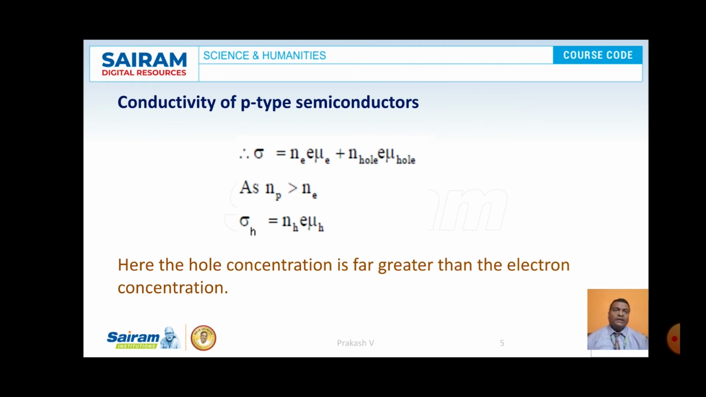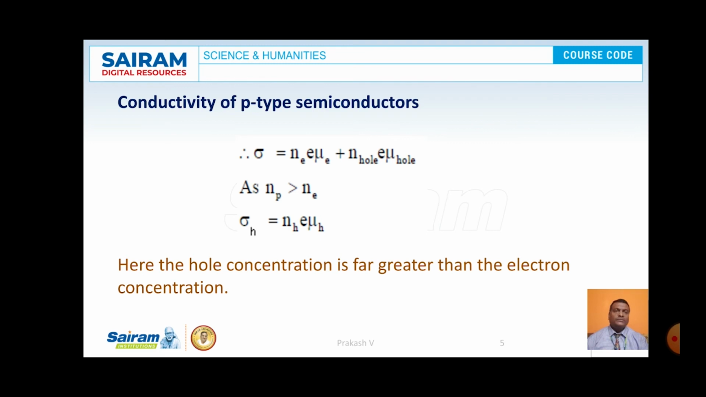Now, conductivity of p-type semiconductors. If a tetravalent semiconducting material is doped with a trivalent material, it will be converted into p-type. A p-type semiconductor is also considered an extrinsic semiconductor. The conductivity of a p-type semiconductor is given by the total conductivity sigma equal to conductivity due to electrons plus conductivity due to holes, that is, sigma = Ne·e·μe + Nh·e·μh.